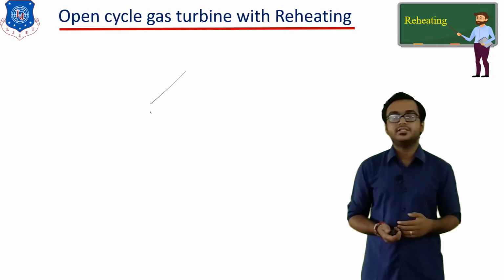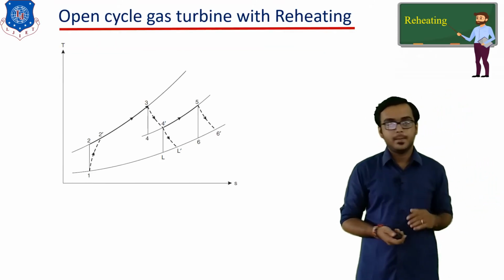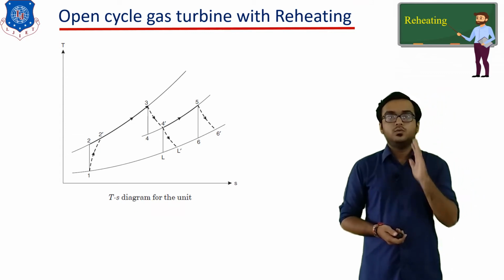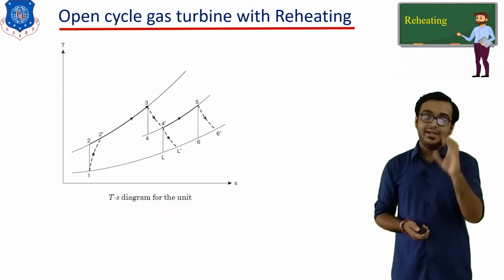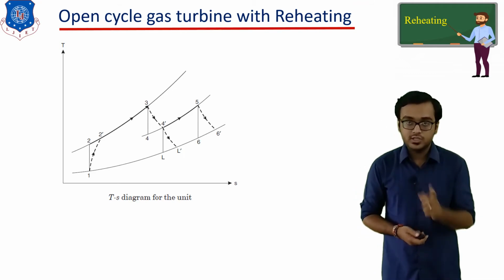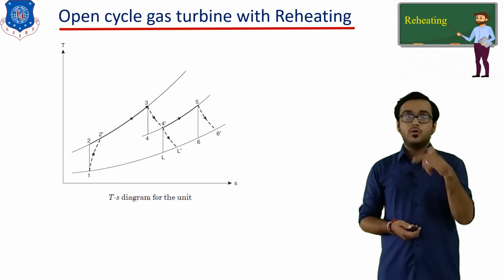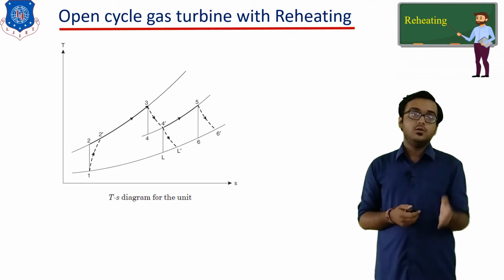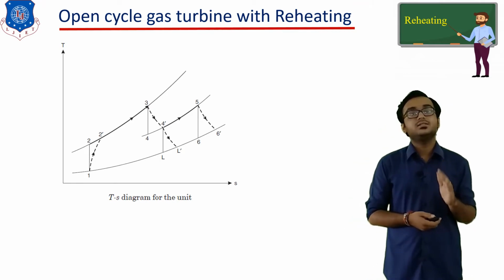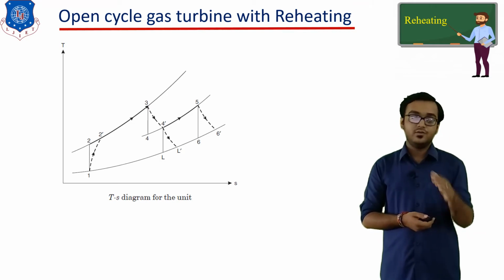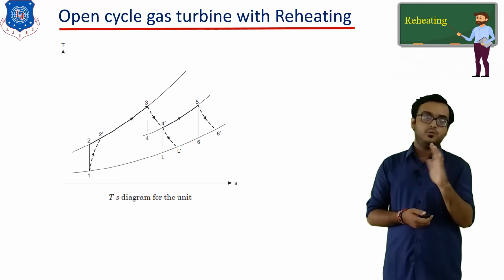Open cycle gas turbine with reheating, TS diagram. Now in this diagram, 1 to 2 is the ideal compression process during which the entropy remains constant while temperature and pressure increase. While 1 to 2' is the actual compression process which occurs inside the compressor, during which pressure increases from P1 to P2.